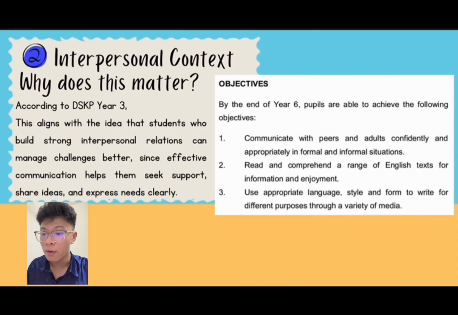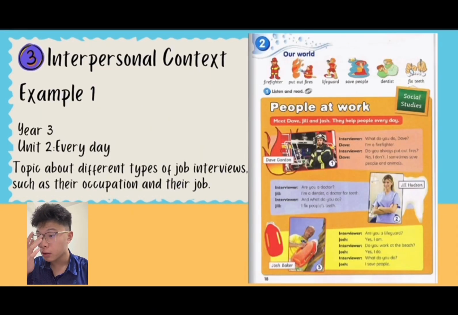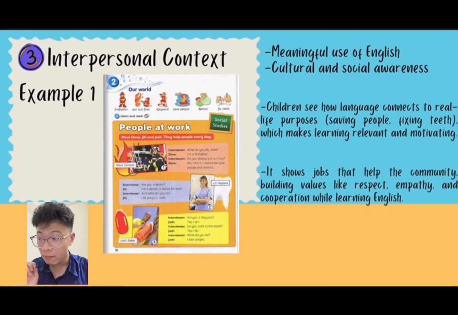It could also help them use appropriate language, styles, and forms to write for different purposes through a variety of media, such as Instagram and more. So the example of interpersonal context will be from the Year 2 textbook, Unit 2, Every Day. This is a topic about different types of jobs, such as their occupation and their job. So based on this picture, we could tell there are three types of jobs. The first one will be a firefighter, the second one will be a doctor, and the third one will be a lifeguard at the beach. So how is this topic relevant to interpersonal context for young English learners?